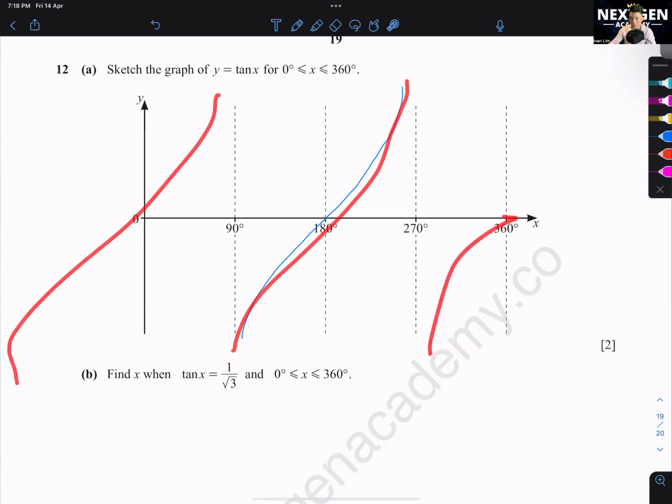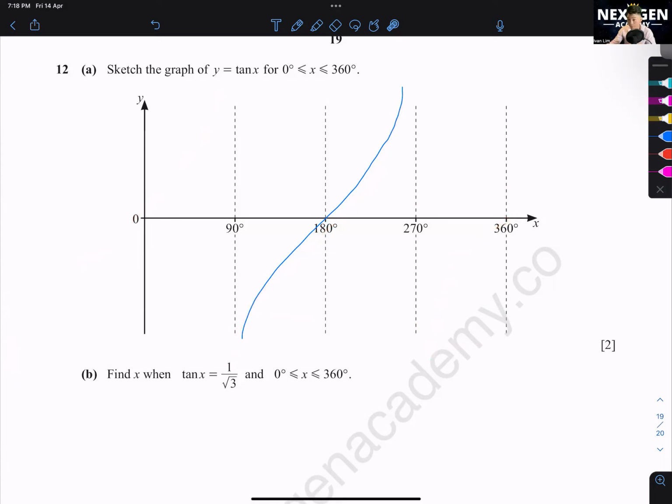Because sometimes you don't know how to draw it, I need you all to memorize this exact shape. So like this. This one will be here. This one will be here. You have to remember this exact shape. This is a free 2 marks question for you all.